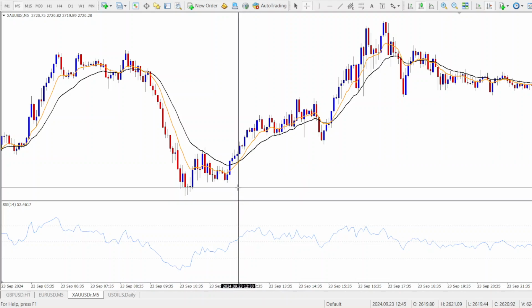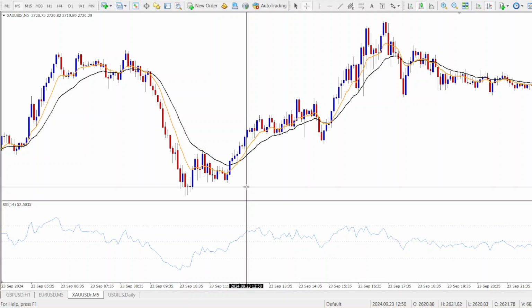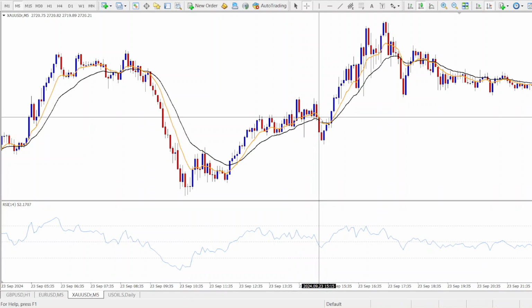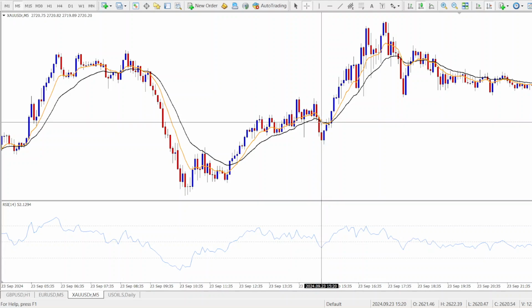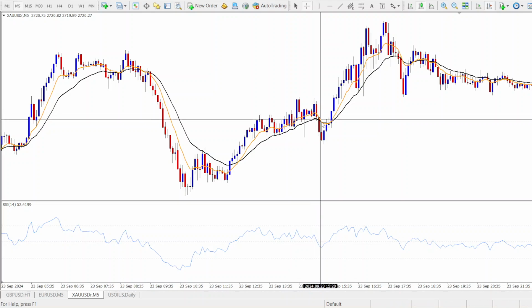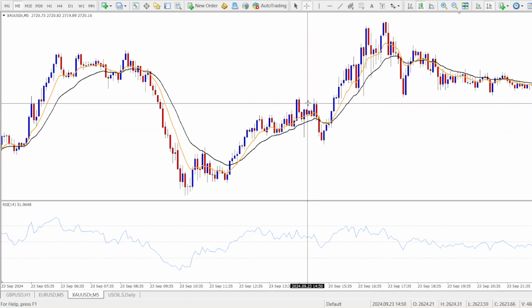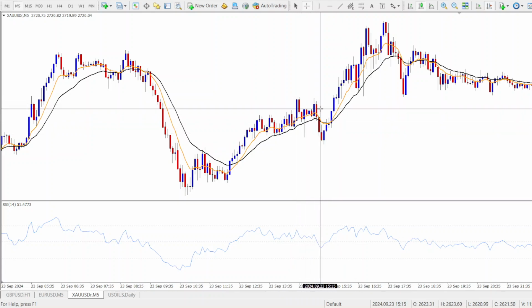You can set your stop loss below the previous swing low, and then for your take profit, you can wait for the moving average to cross back downwards, a bearish crossover. When you have the 9 EMA cross below the 20 EMA, you can exit your trade, or you can also consider using resistance levels to exit your buy trade.